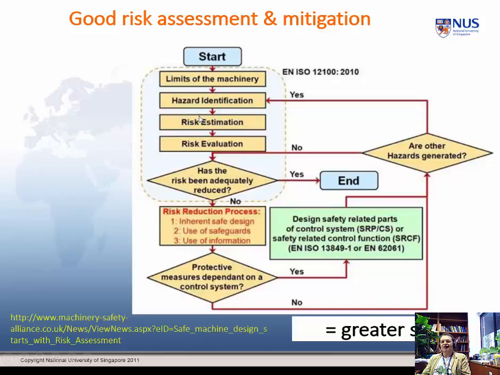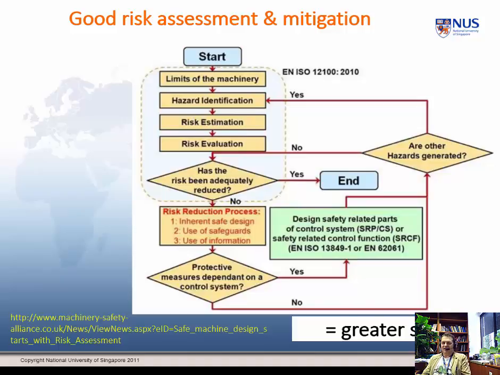Then you can identify the risk. A hazard is something that may or may not happen. So Hong Kong being hit by a 50-meter tidal wave, for instance, it may be a risk, but it's likely not to be a very large risk.